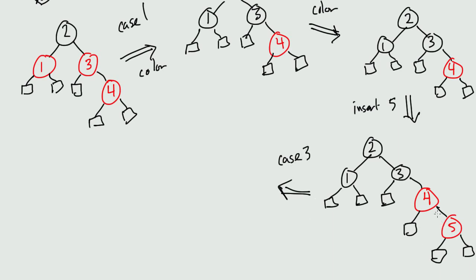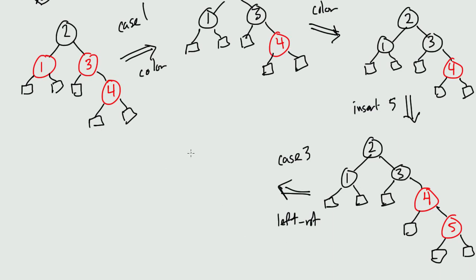And that's because the uncle is a black node. Right? The uncle node is a black node. So we also know that this is a right child of a right child. So we are going to do a left rotate around 3. So let's do that.